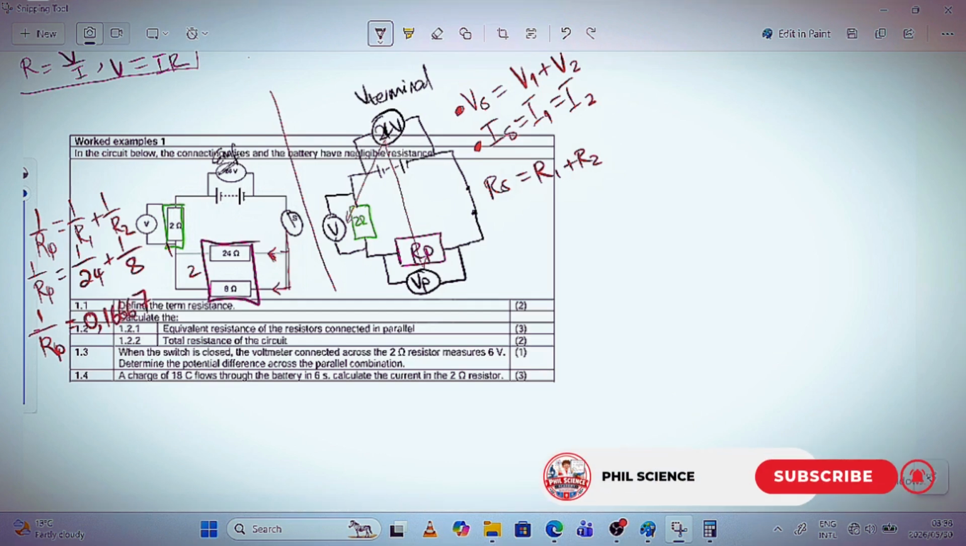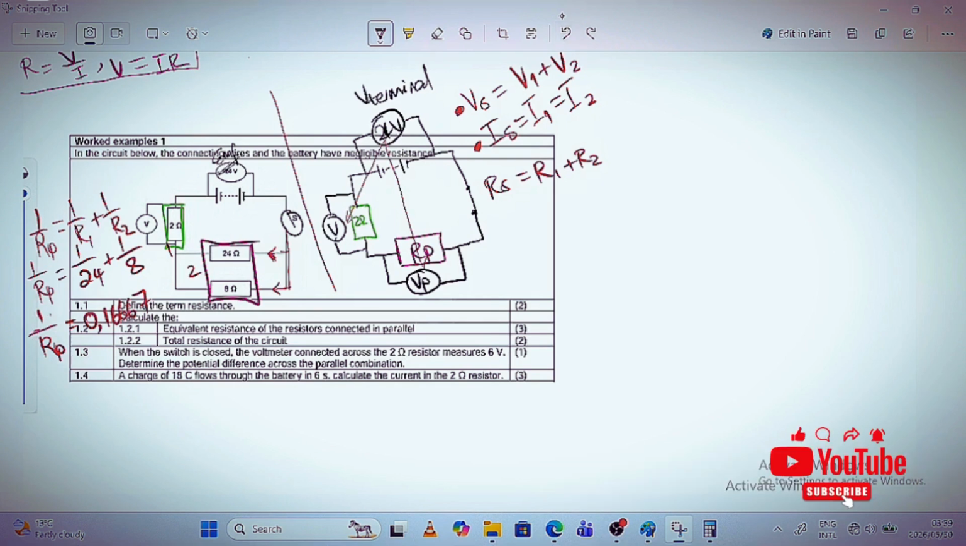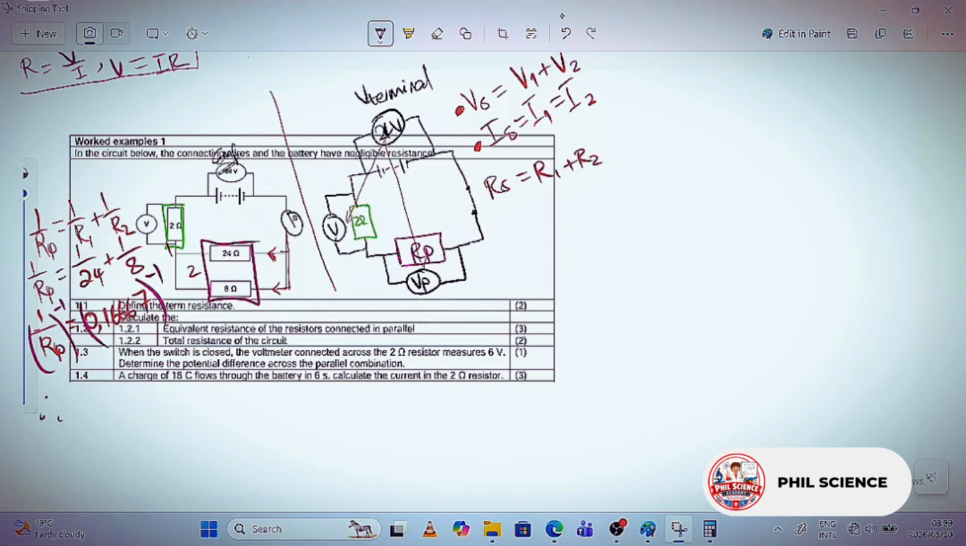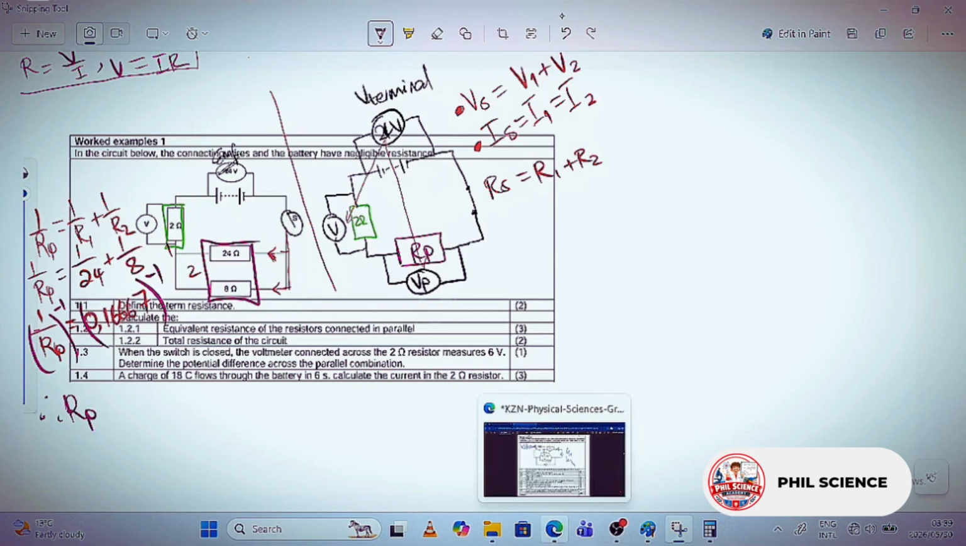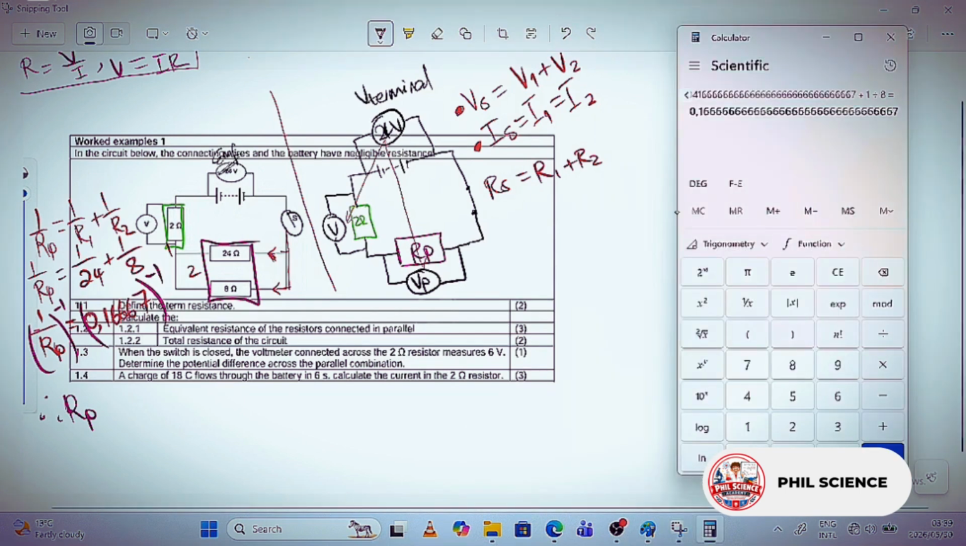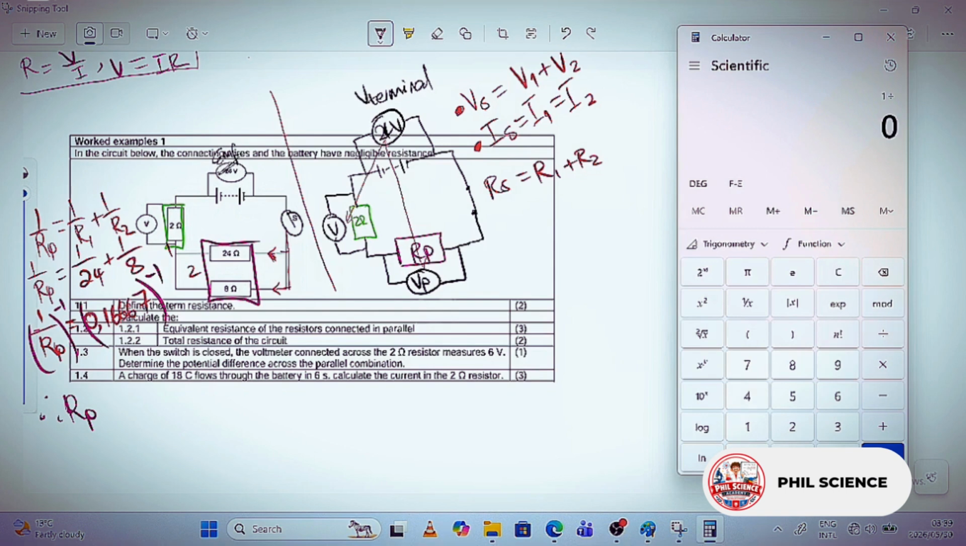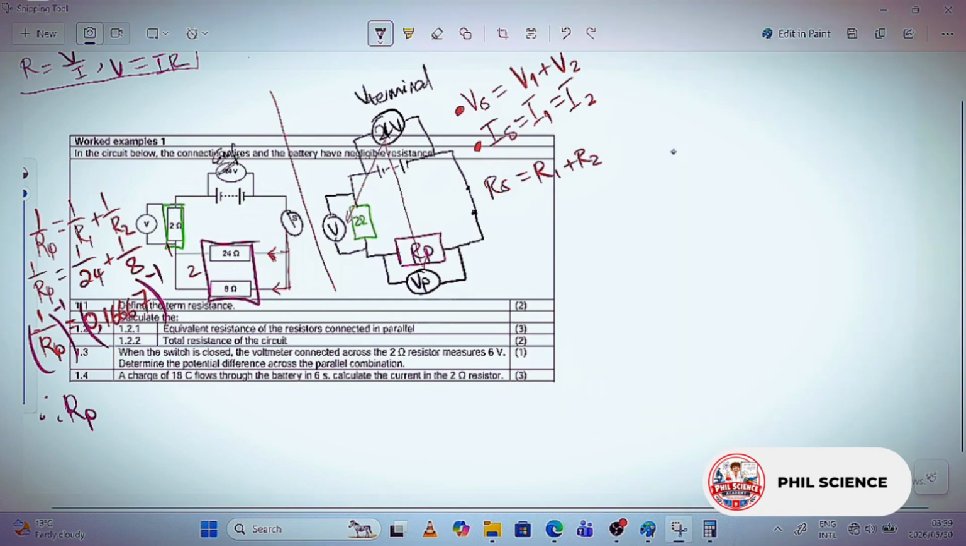0.16667. Since we are not looking for 1 over RP but for RP, we raise the left-hand side to the power of -1 and also the right-hand side to the power of -1, so that the numerator becomes the denominator and the denominator becomes the numerator. Therefore RP will be equal to 1 over 0.16667, which is closer to 6, so I will round this answer to 6 ohms. So the resistors in parallel, RP, equal 6 ohms. Here on my sketch, I'll put 6 ohms here.